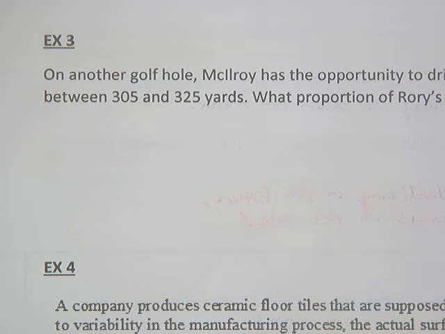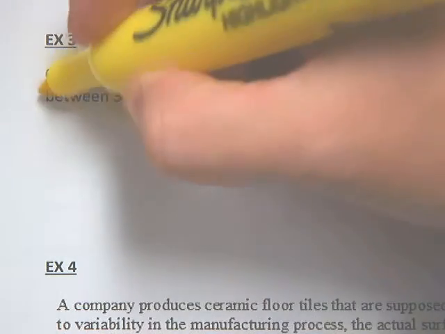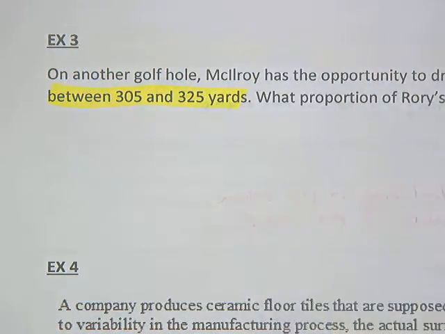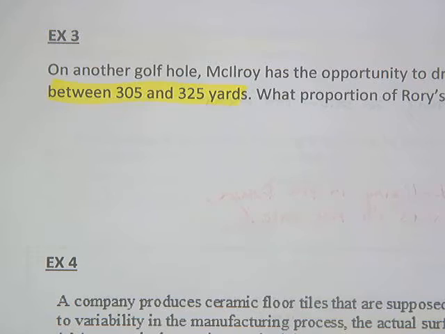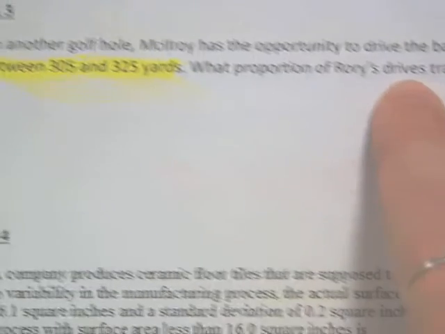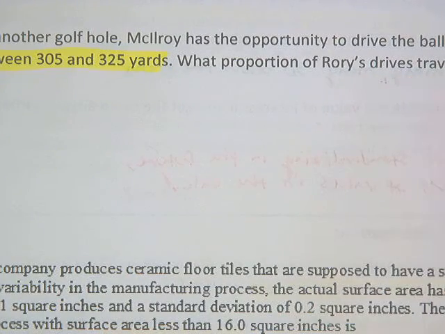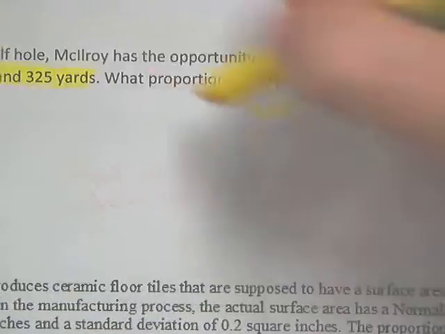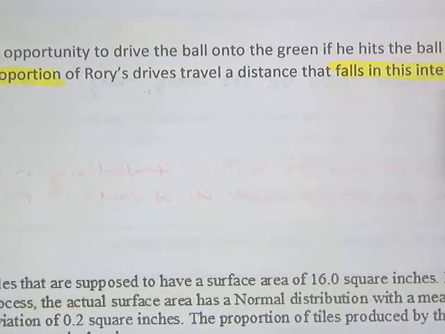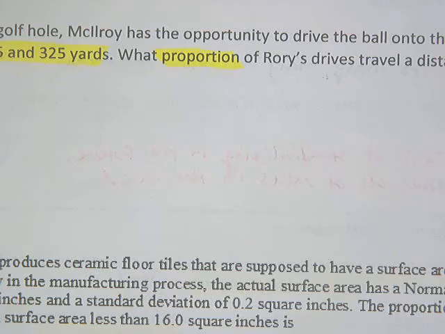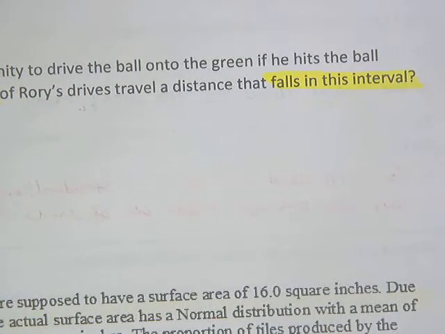On another golf hole, he has the opportunity to drive the ball into the green if he hits the ball between 305 and 325 yards. So there's this little sweet spot he's got to land it in, between 305 and 325 yards. What proportion of his drives fall in that interval? That's what I would highlight. Proportion falls in the interval.